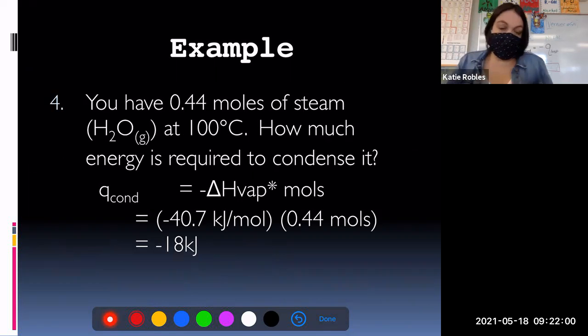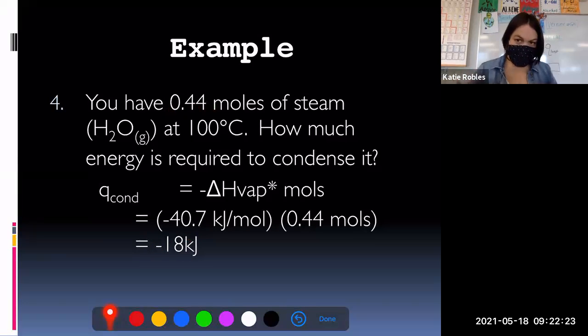This is the same thing, except now instead of melting it, we're condensing it. All right, so a few things. First of all, you need to use the heat of vaporization. This is given to me in moles. So here's moles, and then my answer's in kilojoules.